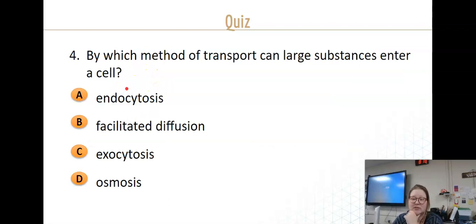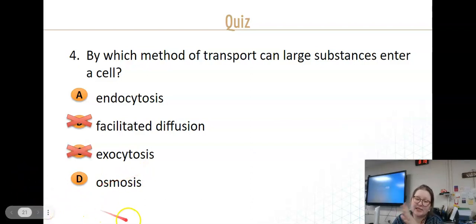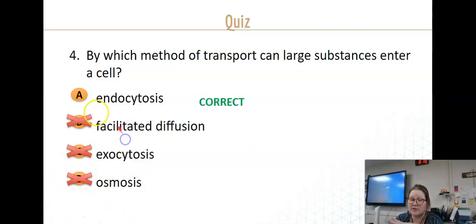By which method of transport can large substances enter a cell? Endocytosis, facilitated diffusion, exocytosis, or osmosis. Not facilitated diffusion, that would be for really small things. Not exocytosis, that would be kicking big things out. And osmosis is just water. So it's going to be endocytosis.